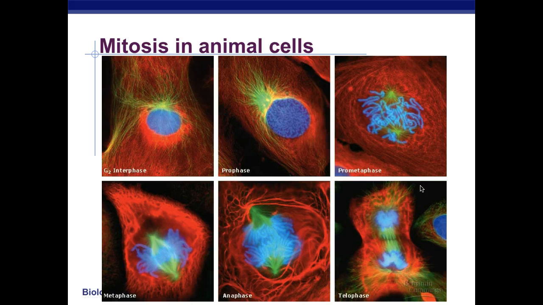Here's another picture of mitosis, but we have the G2 interphase first, and then we have prophase. Prometaphase is the process of getting to metaphase where the sister chromatids are lining up, but it's after prophase, when the chromatin has actually condensed. Then the pulling apart of the sister chromatids, and then telophase and getting ready for cytokinesis.